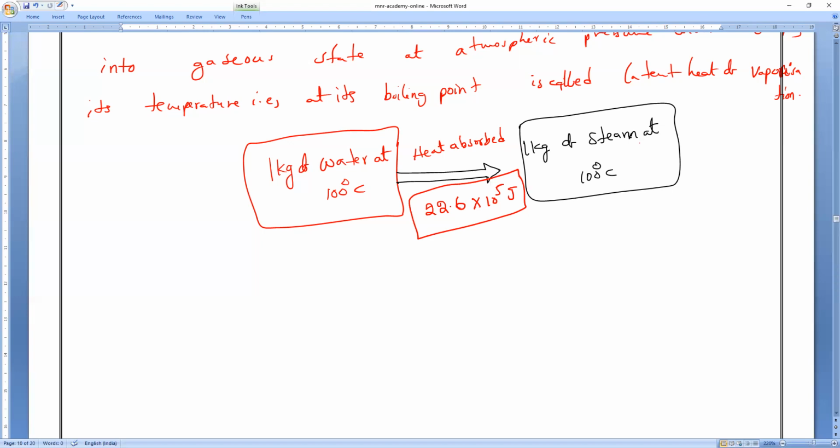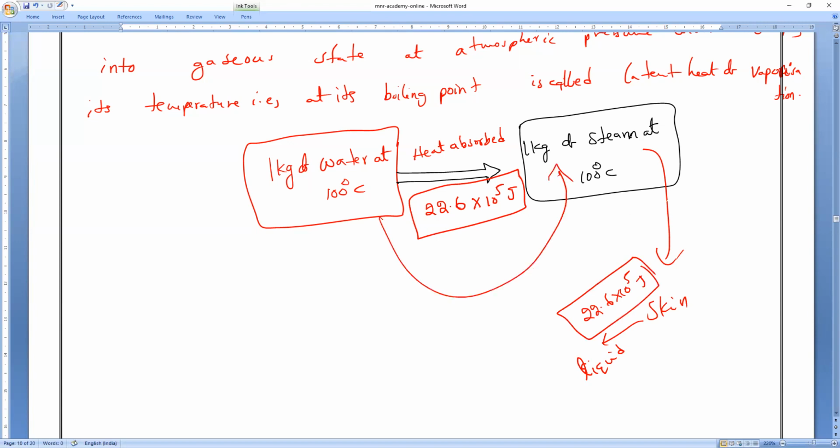Reverse. Suppose the steam falls on our body, our skin. What will happen? It will convert into liquid state. To convert into liquid, how much energy will it release? It will release 22.6 × 10^5 joules of energy. It absorbs energy to convert and releases it back also. Clear, guys?